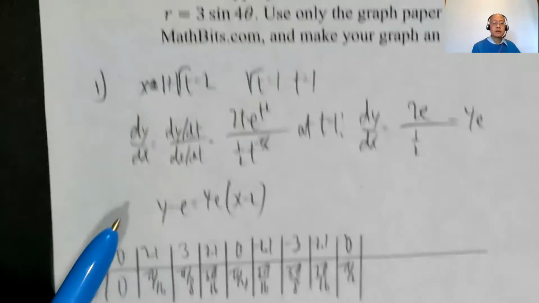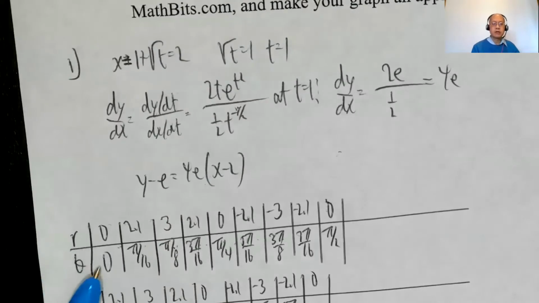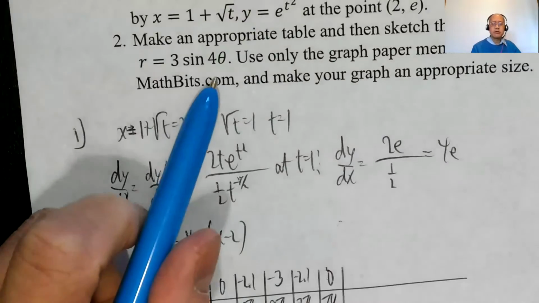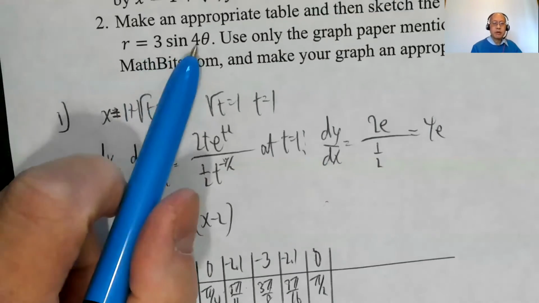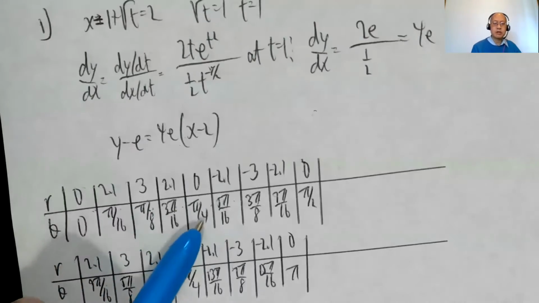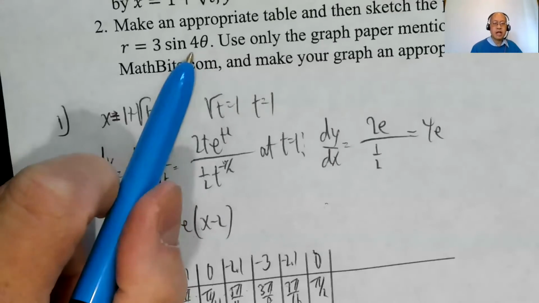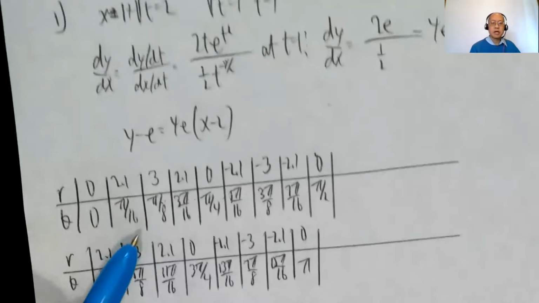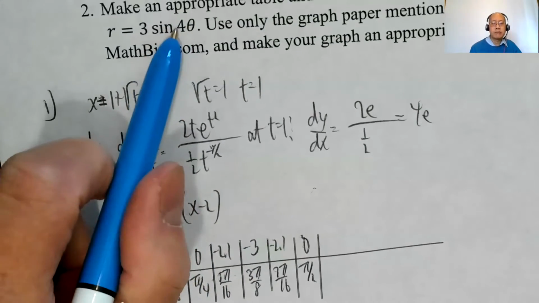All right, so back to 3 sine of 4 theta. Plug in 0, you get 0. Plug in pi over 2, I'm taking the sine of 2 pi, which is also 0. Cut that in half. Plug in pi over 4, I'm taking the sine of pi, which is also 0. Cut that in half. Plug in pi over 8, I'm taking the sine of pi over 2, which is 1, times 3 is 3. Plug in 3 pi over 8, I'm taking the sine of 3 pi over 2, which is -1, times 3 is -3.